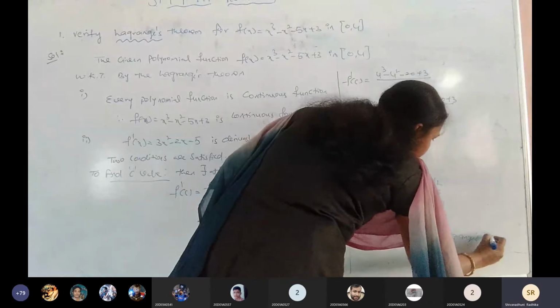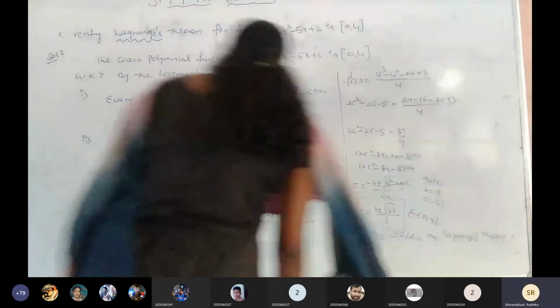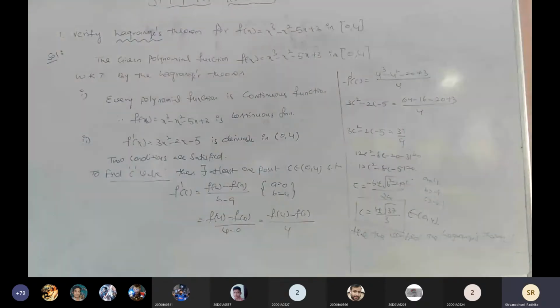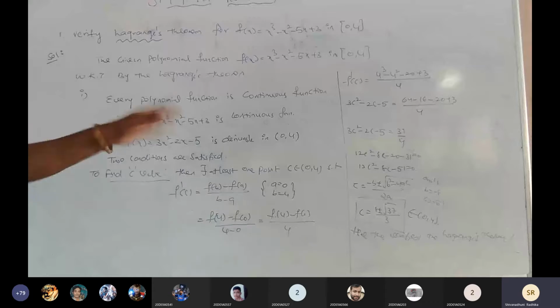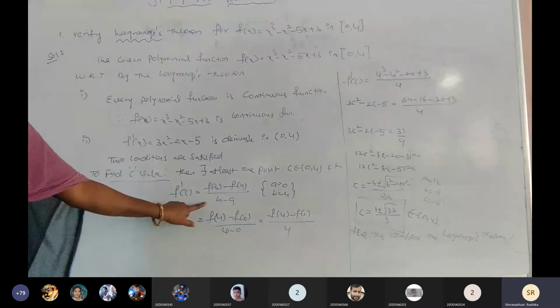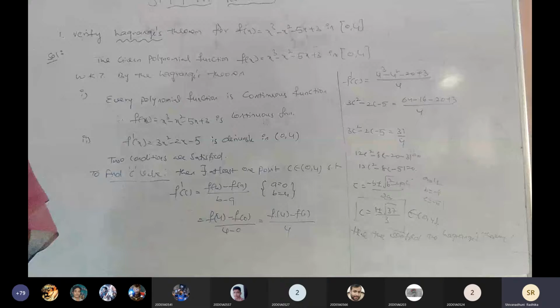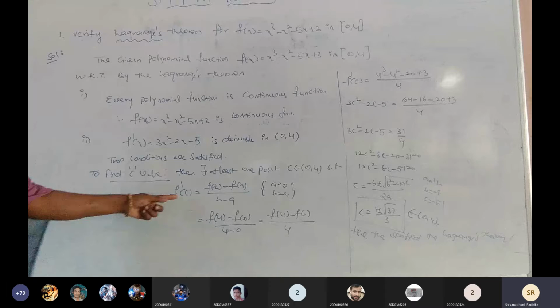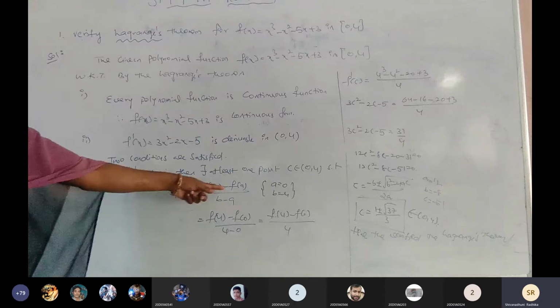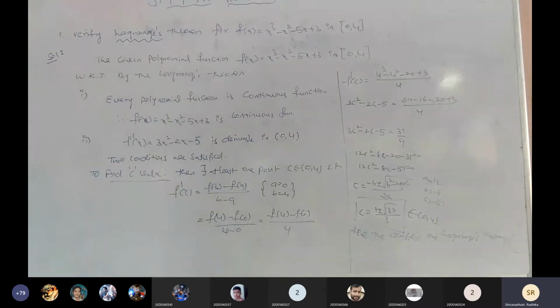Lagrange's theorem, is it right? Only two conditions of the Rolle's theorem we have. For Rolle's theorem, half of the problem is the Lagrange's. If the two conditions are satisfied, then find out the c value. But the formula is different. F dash of c equals 0 we use in Rolle's theorem, but in the Lagrange's theorem the formula is F dash of c equals F of b minus F of a by b minus a. Is it clear, all of you?